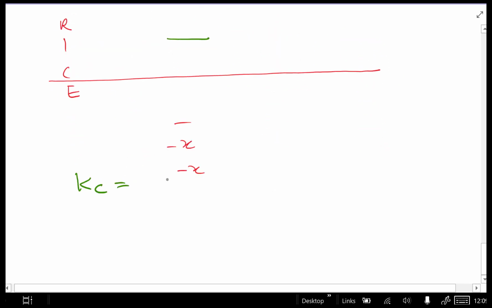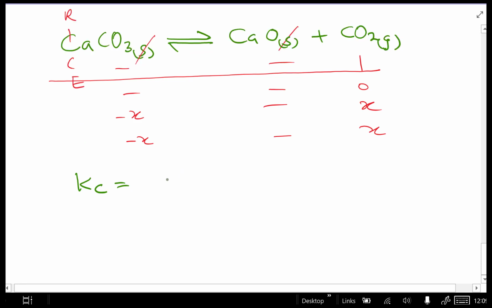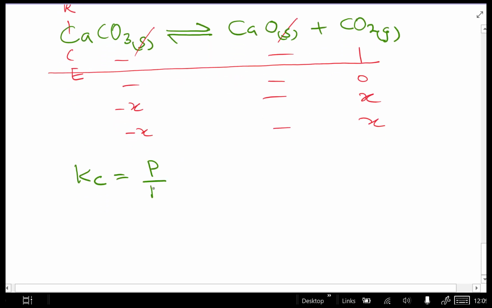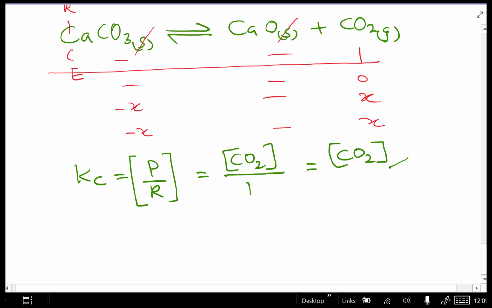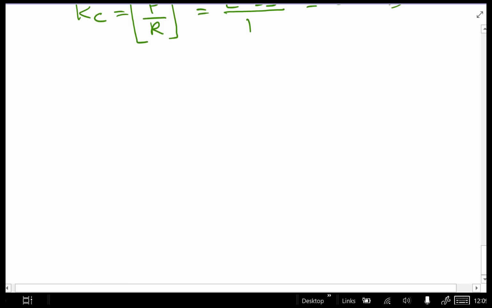So Kc would be, in this case, product over reactants. Now the reactant was calcium carbonate, a solid, so we don't write the solid, that's just 1. So it would be just CO2, because that's the only gas or aqueous species we have, right? So that's how the calcium carbonate equilibrium with the calcium oxide and CO2 works.